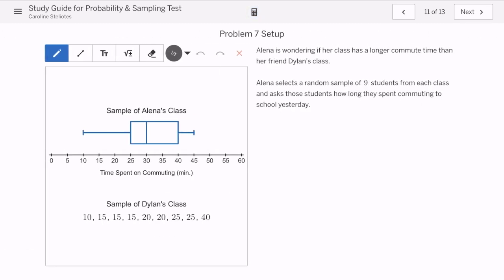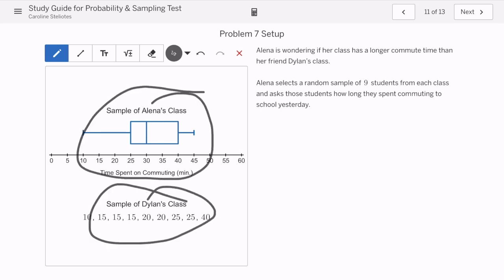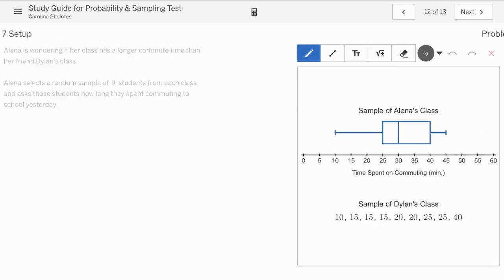All right, and now we have problem 7 set up, and then we'll get to the questions in a moment. Alina is wondering if her class has a longer commute time than her friend Dylan's class. Alina selects a random sample of 9 students from each class and asks those students how long they spent commuting to school yesterday. So we have 2 sets of data here. We have Alina's and we have Dylan's. Okay, 2 different samples.